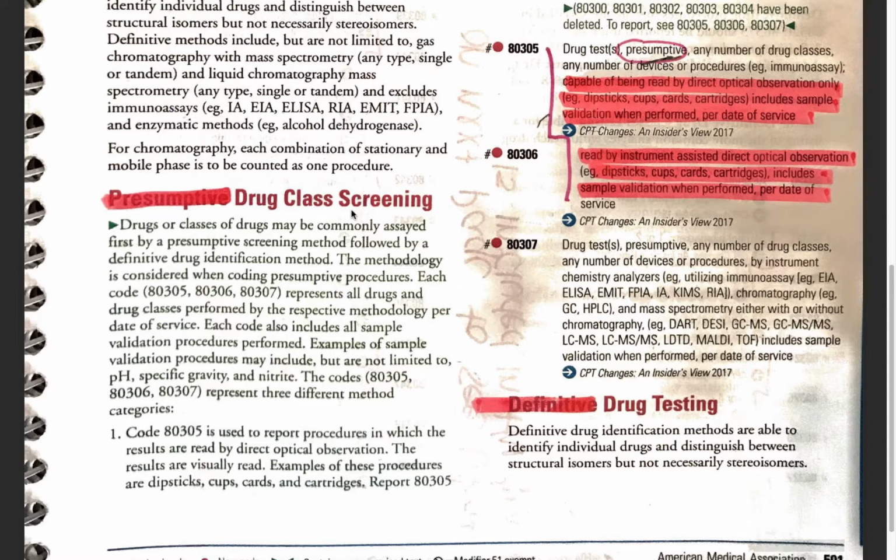Code 80305 is used to report procedures in which the results are read by direct optical observation, so by the eye. The results are visually read. Examples of these procedures are dipsticks, cups, cards, and cartridges. You could write that next to 80305.